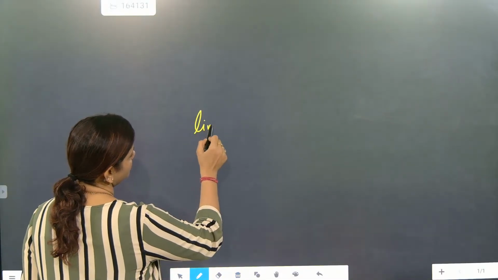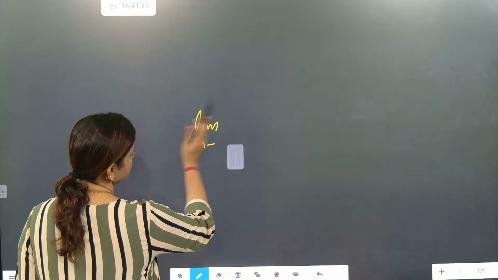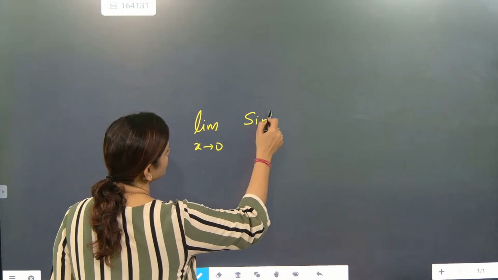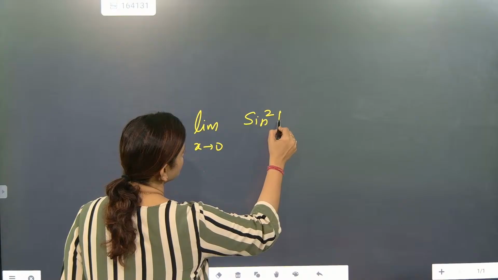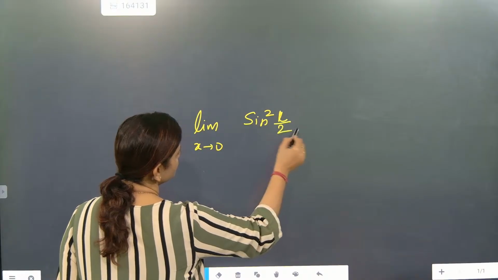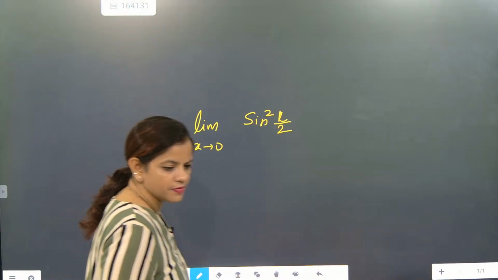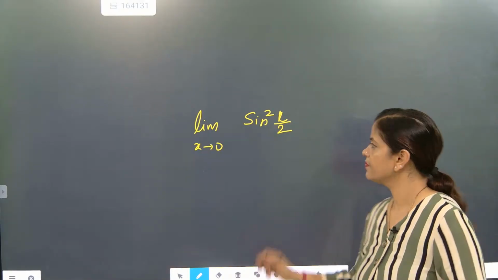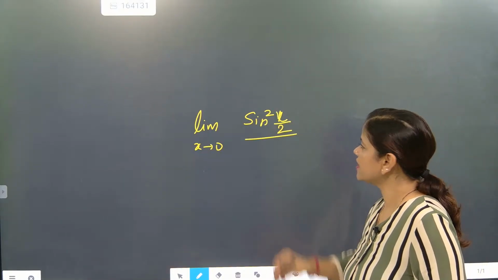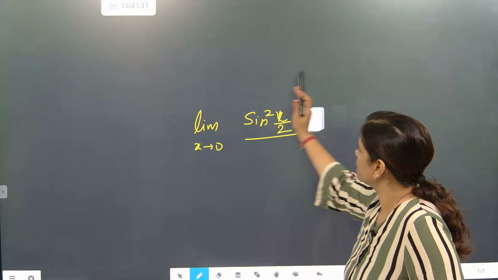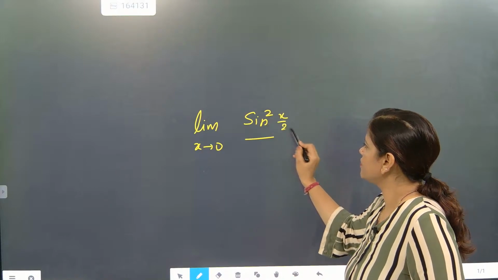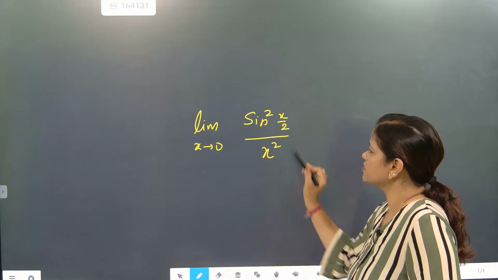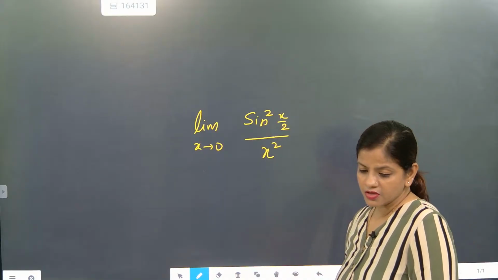Limit x tends to 0 of sine square x by 2, sine square x by 2. Then what do we need? Now look here, this is x only. Sine square x by 2 is given to you. Now in the denominator part only x square is there. Then what are you going to do?